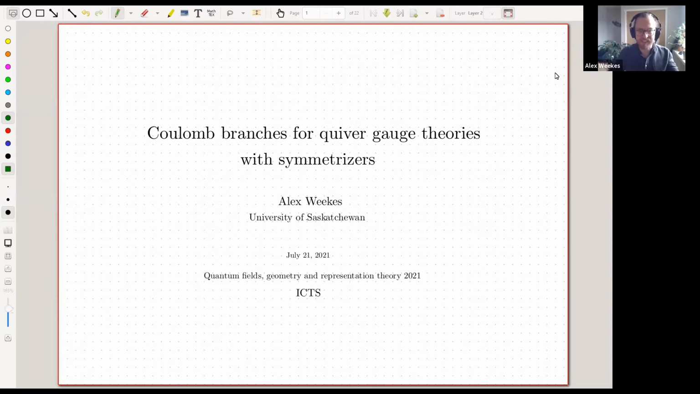My talk will be about, as it says, Coulomb branches for quiver gauge theories with symmetrizers, which more simply put just means quivers where you have non-symmetric types like type B, type C, type D, as we'll talk about. And I'll be using the language of algebraic geometry, much like Professor Nakajima's lectures this week. But I will try to make connections to physics as much as I am able to, and especially to content that's appeared in some of the lectures so far.